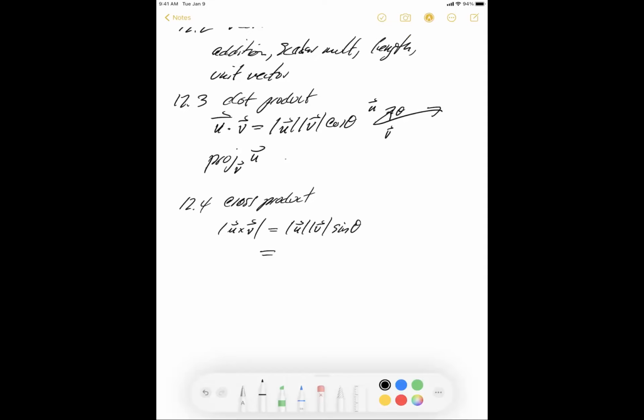And then you can interpret this as the area of the parallelogram determined by them, right? Anytime you have two vectors, there is a corresponding parallelogram. And so the area of that parallelogram is exactly equal to the length of the cross product.